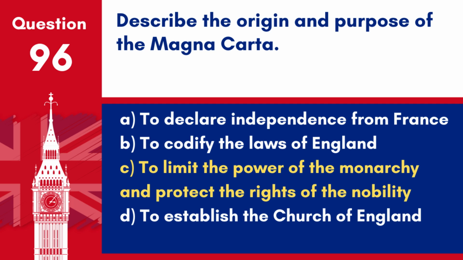Answer: C. To limit the power of the monarchy and protect the rights of the nobility. The Magna Carta, signed in 1215, was a charter that limited the powers of the English monarch and laid down fundamental rights, marking an early step towards constitutional governance.